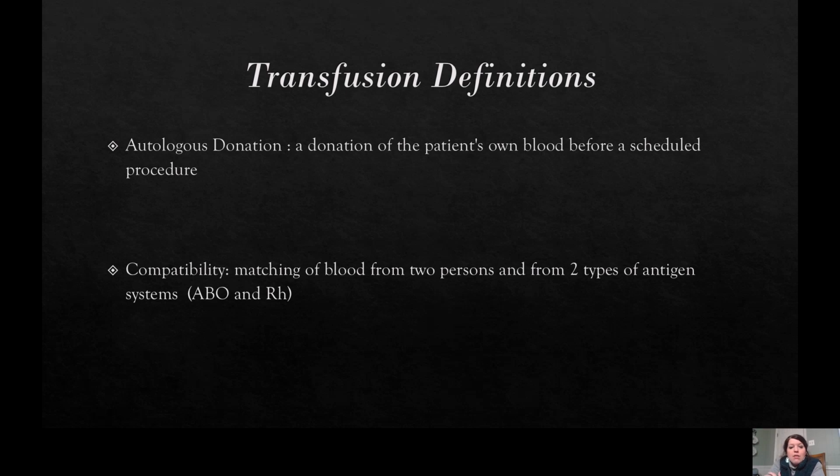When we are talking about compatibility, that is when we match the blood from two people and from two types of antigen systems. A while ago when I told you if they're A, then they can receive A blood or O blood, we have to first determine what is their blood type. Are they A, B, or O? And then their Rh factor. Are they negative or positive? Those are all of the things that we must know in order to administer a patient blood. If we have no idea what their blood type is, and it's an emergency situation, we would have to give them O negative blood.